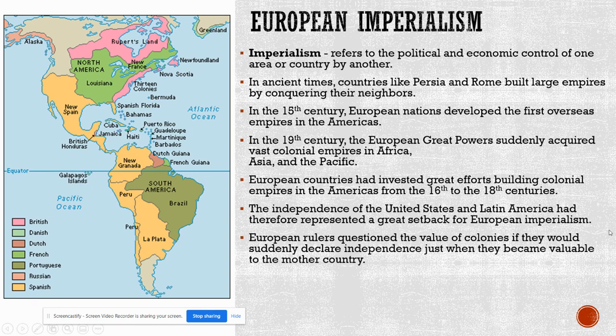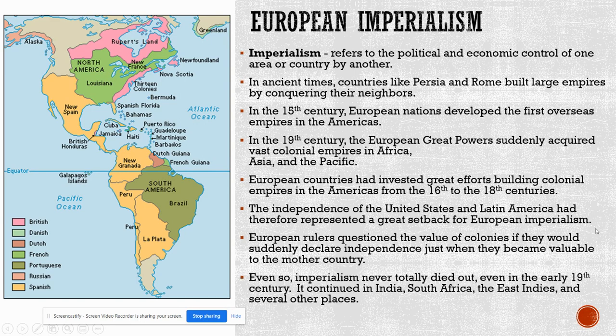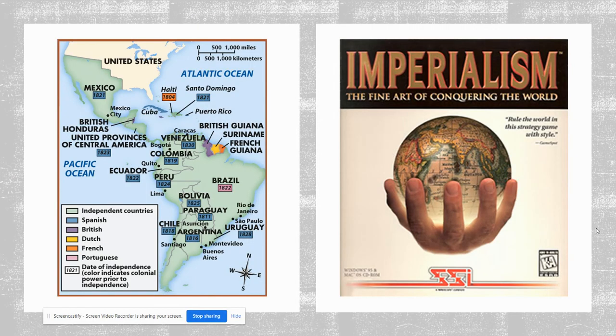So European rulers questioned the value of the colonies, and if they would suddenly declare independence just when they became valuable to England or Spain and their mother country. Even so, imperialism never totally died out. Even in the early 19th century, it continued in India, South Africa, East Indies, and several other places.